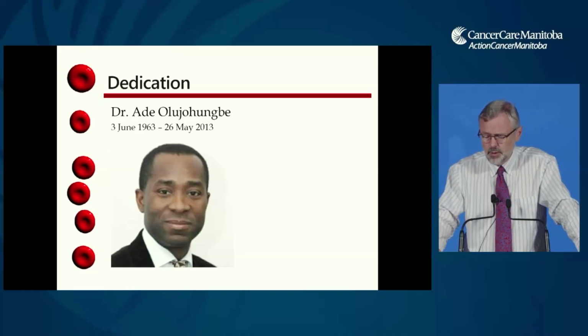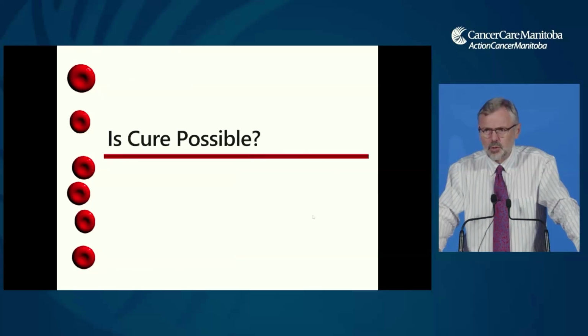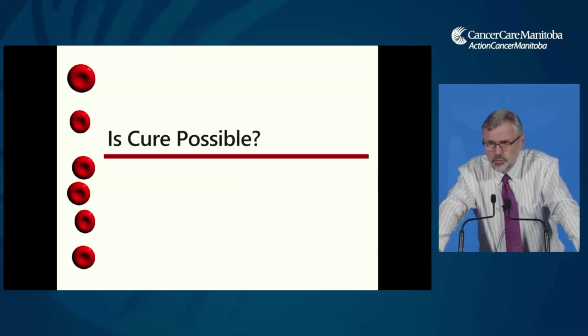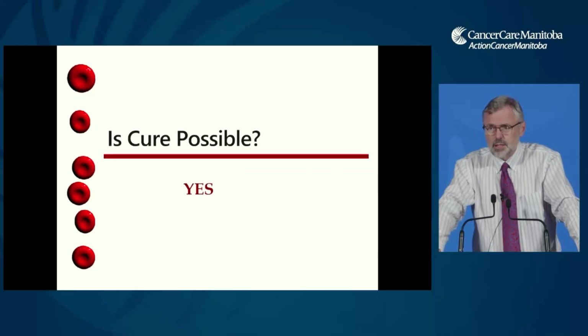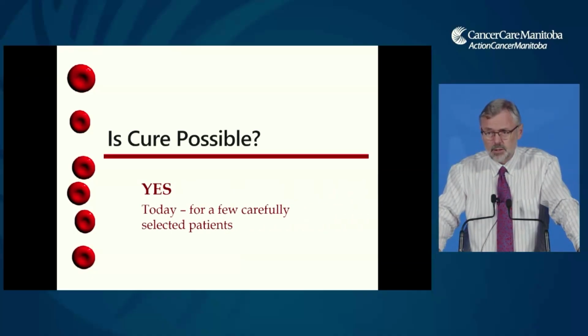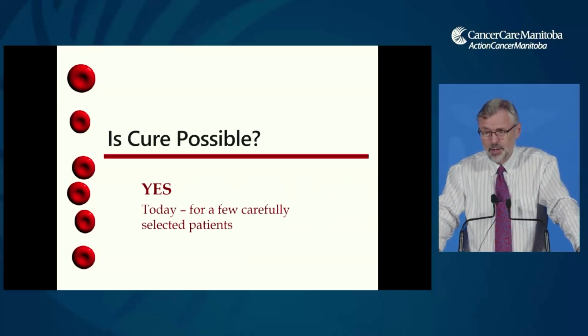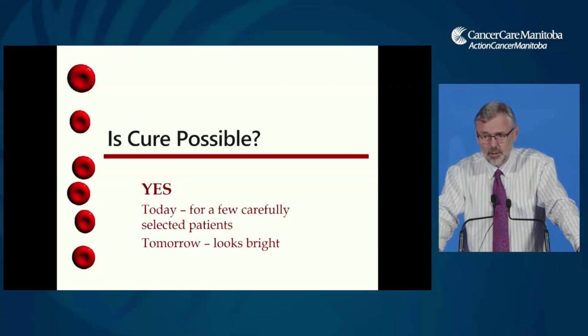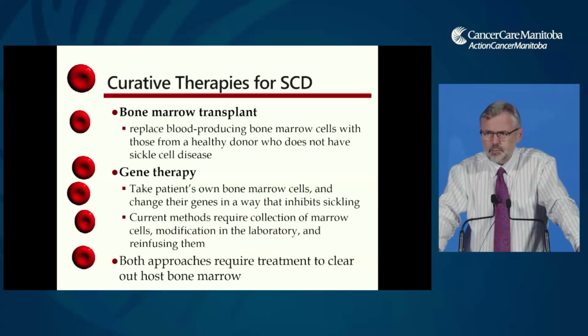So even people who have access to the best possible treatment and the most knowledge don't always do well. So we'd like to be able to do something better. Can we cure this disease? Well, yes, we can. There's no question we can cure it, but it's not clear that that should be for everybody. For a few carefully selected patients today, and we'll talk about that, I think the future is very bright, and we may be able to offer that kind of treatment more routinely. There's a great, great hope.